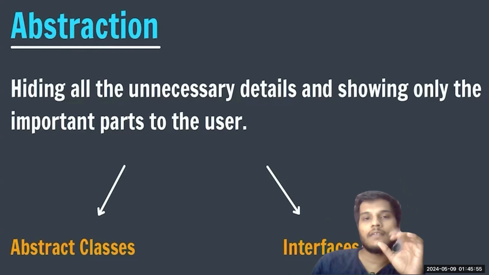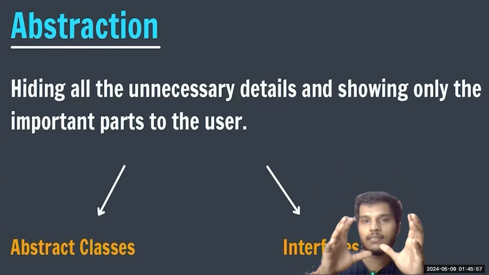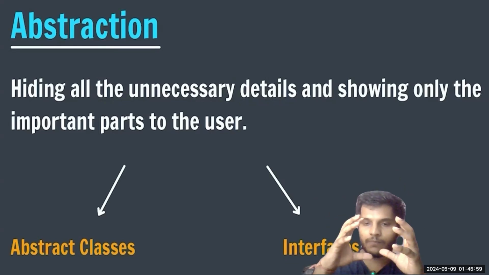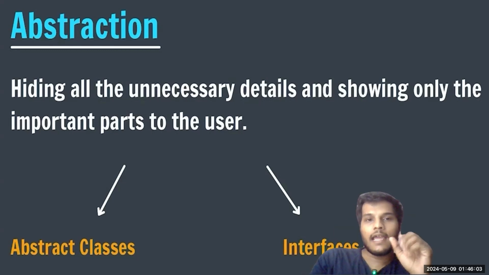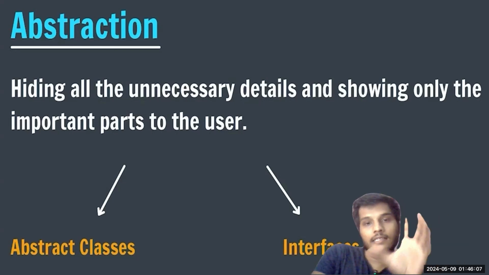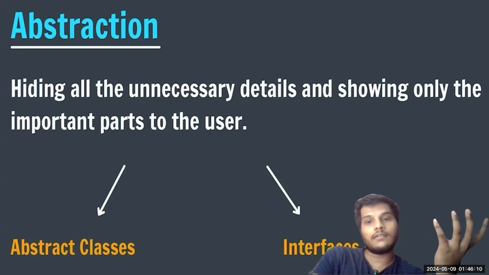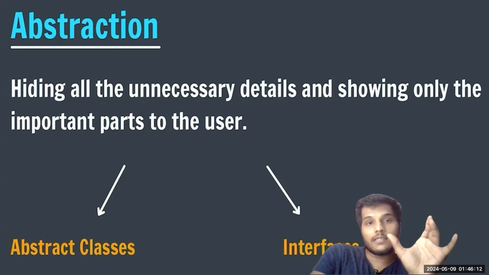In encapsulation, we bundle our data and methods together into a capsule. That capsule was our class. And by using access modifiers, we hide the internal state of the object from the outside world. So that was about encapsulation.